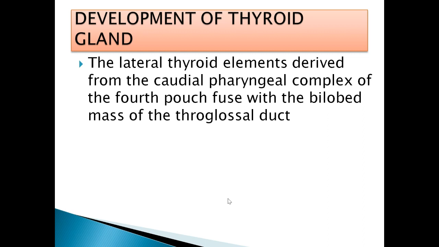So what is the role of the lateral thyroid elements in relation to the development of the thyroid gland? They fuse with the bilobed mass of the thyroglossal duct on either side, so that they arrest further caudal migration of the mass.